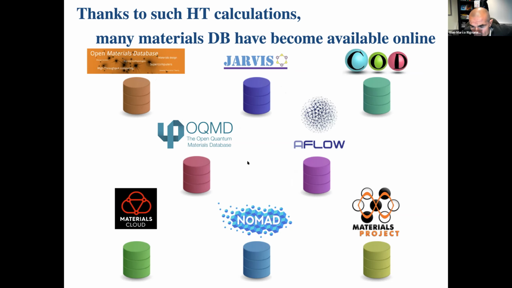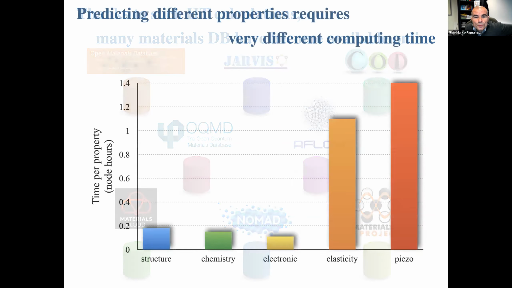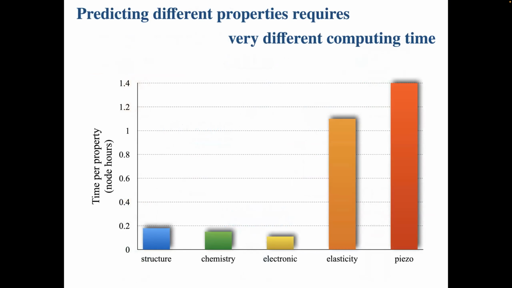So when we look at the content of those databases, of course, the time that is needed to compute different properties varies quite a lot from one property to another. Typically, if you look at the structure of the material, its chemistry, the electronic structure, these are properties that are quite easy to compute within DFT without too big a computational time.